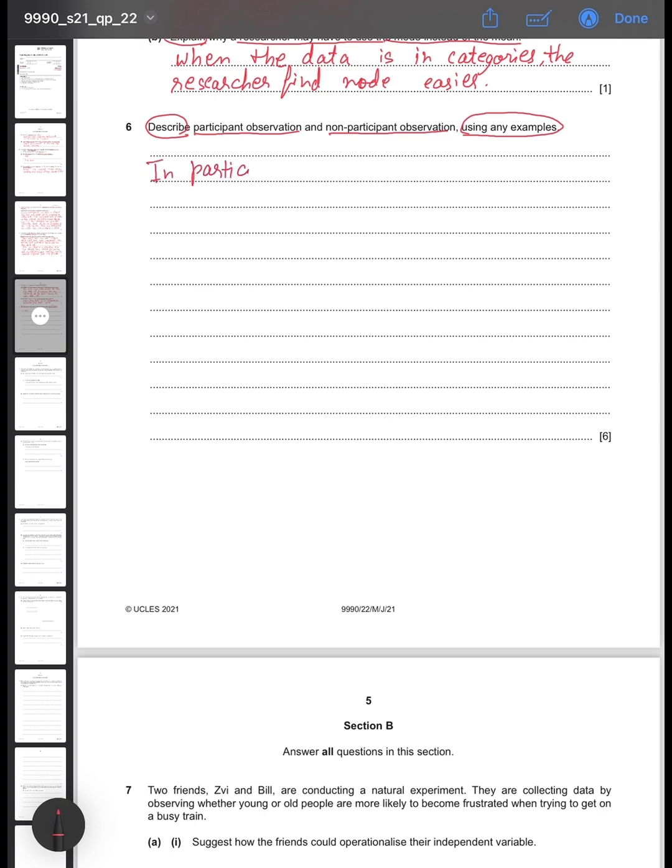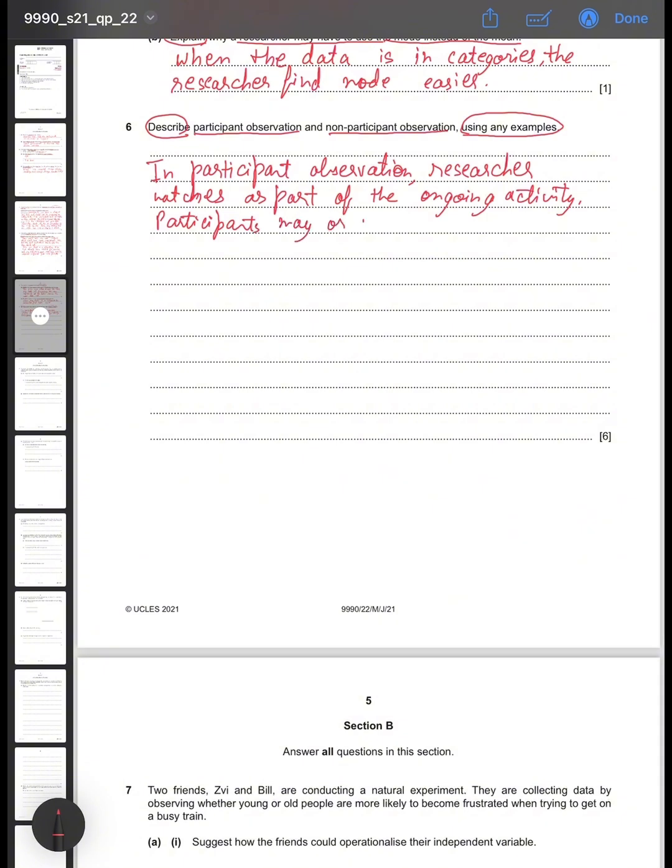So let's say you can write that for participant observation, in participant observation, the researcher watches the participants as part of the ongoing activity and participants may or may not be aware of the researcher observing them, because it depends if the study is covert or overt.